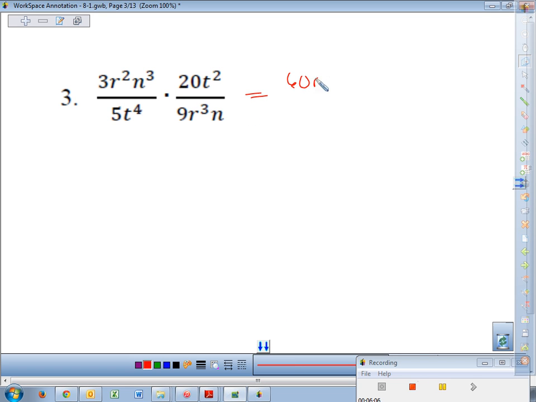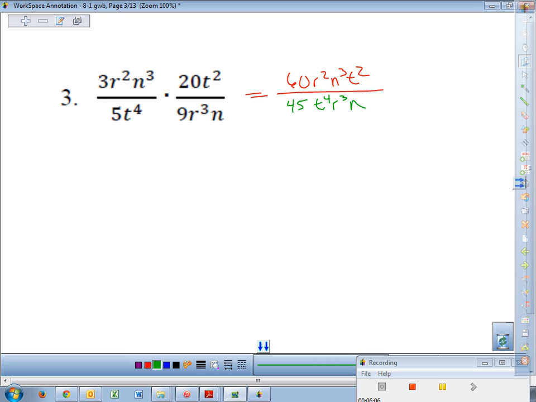60 r squared n cubed t squared. There's no particular order to put those in except for the coefficient, which should come first. Over bottom, we'd get 9 times 5. Help me. 45. T to the 4th, r to the 3rd, n to the 1st.